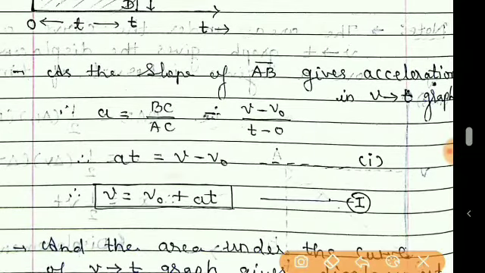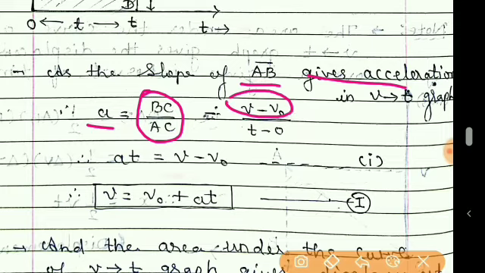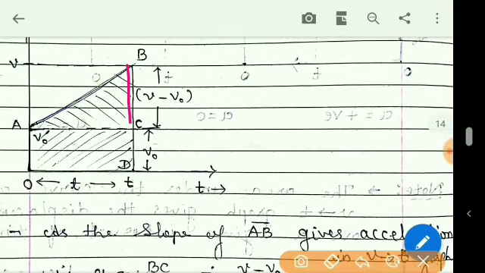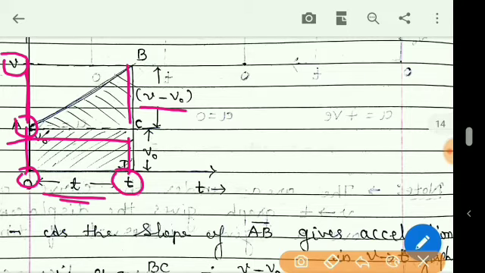The slope of line AB will give us acceleration, and A is equal to BC upon AC. But BC is V minus V naught and AC is T minus T naught. You can see here BC is V minus V naught. Why? Because it is final velocity minus initial velocity, and AC is final time minus initial time, that is T.